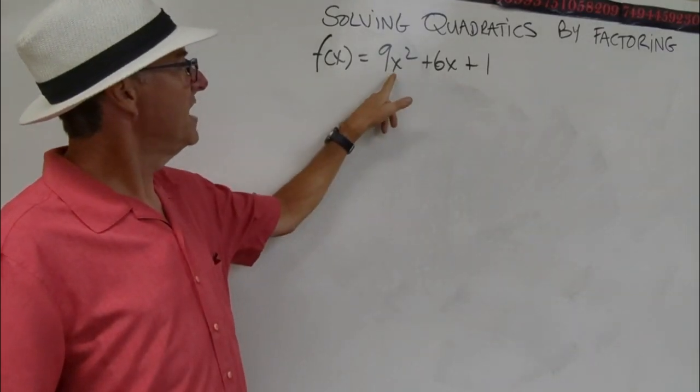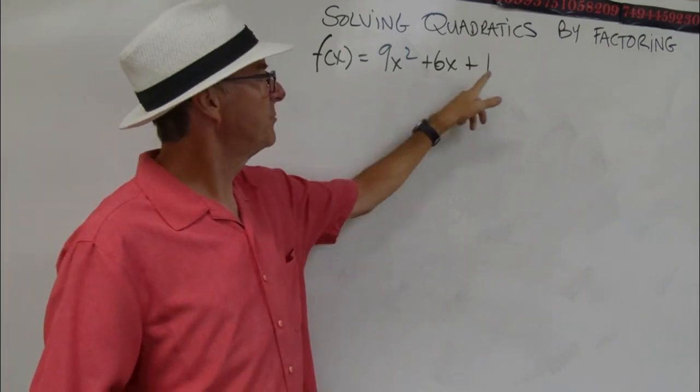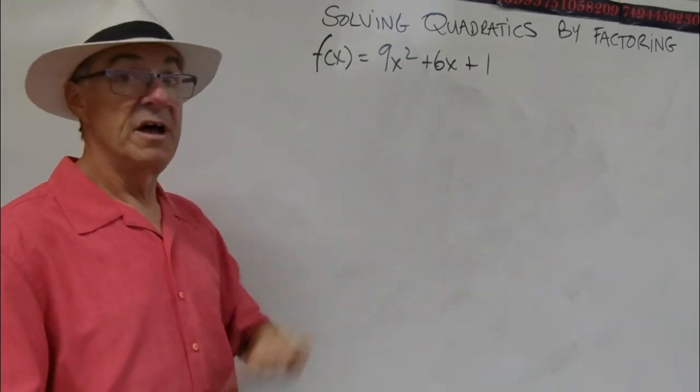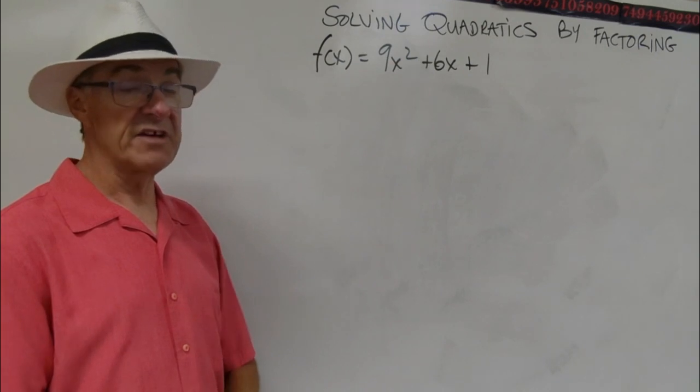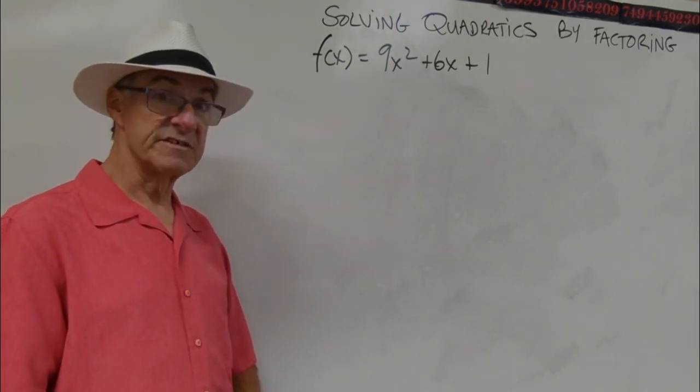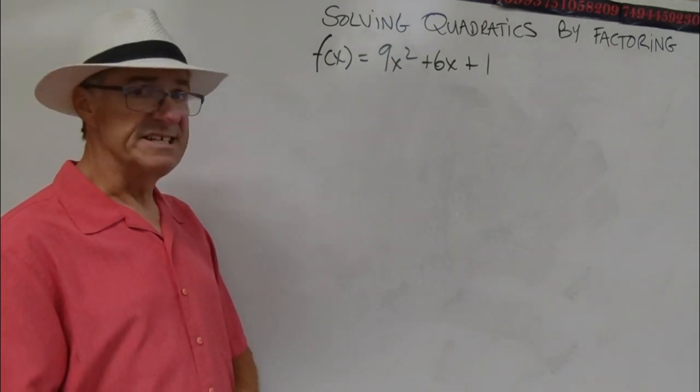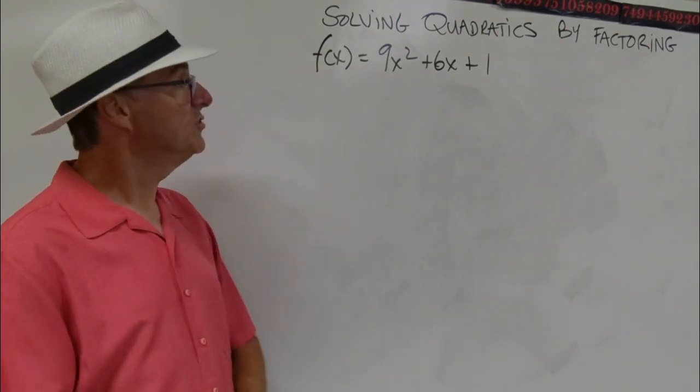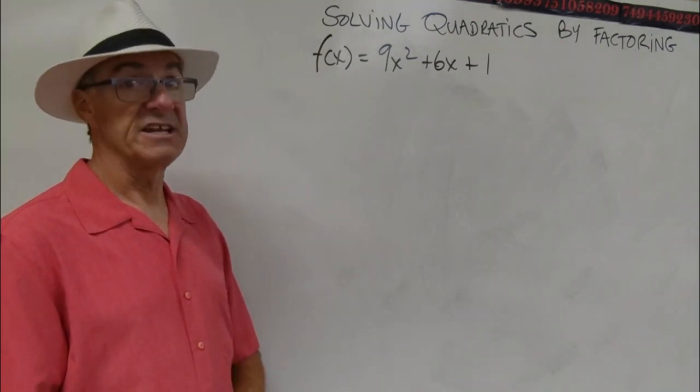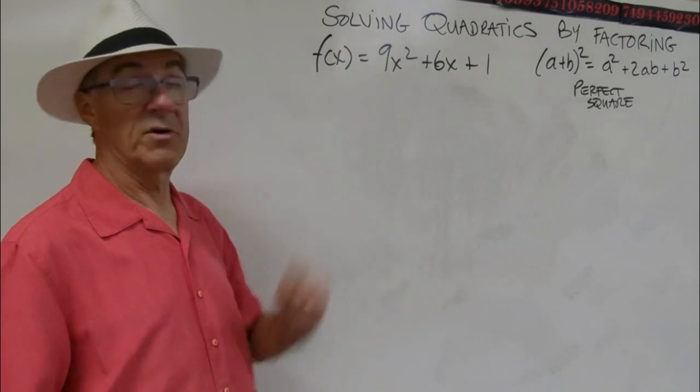All right, let's try another one. Here we go. 9x squared plus 6x plus 1. Now this one fits a very special factoring pattern similar to difference of squares. So if you want to dig deep, think and figure out if you can remember what pattern that is. All right, this is a perfect square.